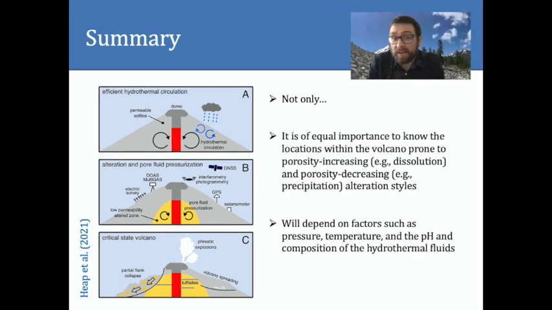But not only. Our study suggests that not just the alteration, but the type of alteration is important to understand and monitor. The location of zones of porosity increasing and porosity decreasing alteration within the volcano likely depends on factors such as pressure, temperature, and the pH and composition of the hydrothermal fluids.